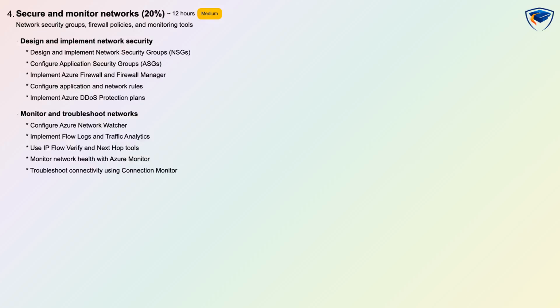Some of the key topics covered in this domain include designing and implementing site-to-site VPN connections, implementing point-to-site VPN with Radius or Azure AD, and configuring high availability for VPN gateways. You'll also learn about designing and implementing Azure Express Route, configuring Express Route circuits, and implementing Express Route peering.